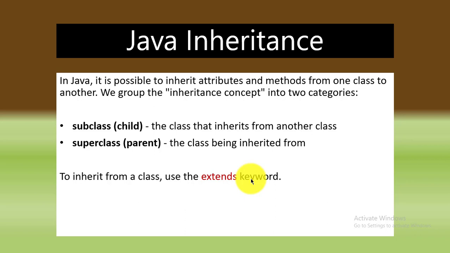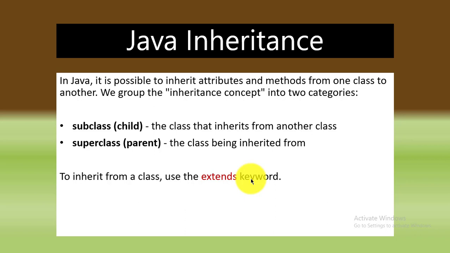When we want to inherit the attributes and methods from one class to another class, that is the concept of inheritance. Inheritance is a concept that acquires the properties from one class to another class. For example, the relationship between father and son. In Java, a class can inherit attributes and methods from another class. The class that inherits the properties is known as the subclass or the child class.